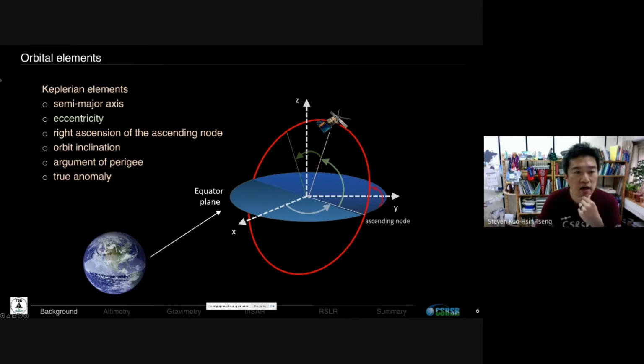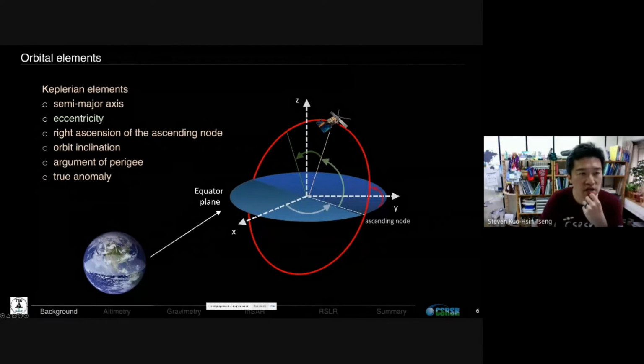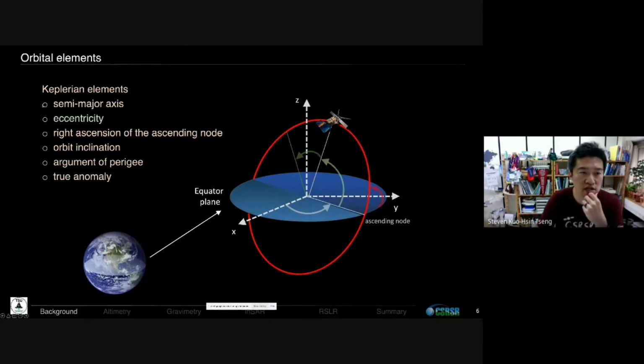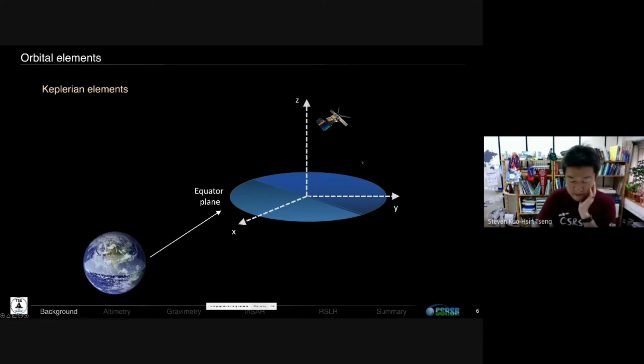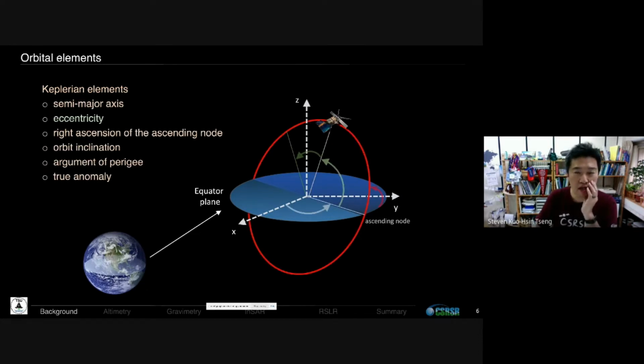So I think some of them are more important in today's class. One is the semi-major axis. This describes how high the satellite is. And also the orbital inclination. That is the angle difference between the equator and the orbital plane, whether it's 90 degrees, for example, 98 degrees is commonly seen for sun-synchronous orbits, or 55 is for GPS, and so on. Okay, so this is a review of orbital elements.